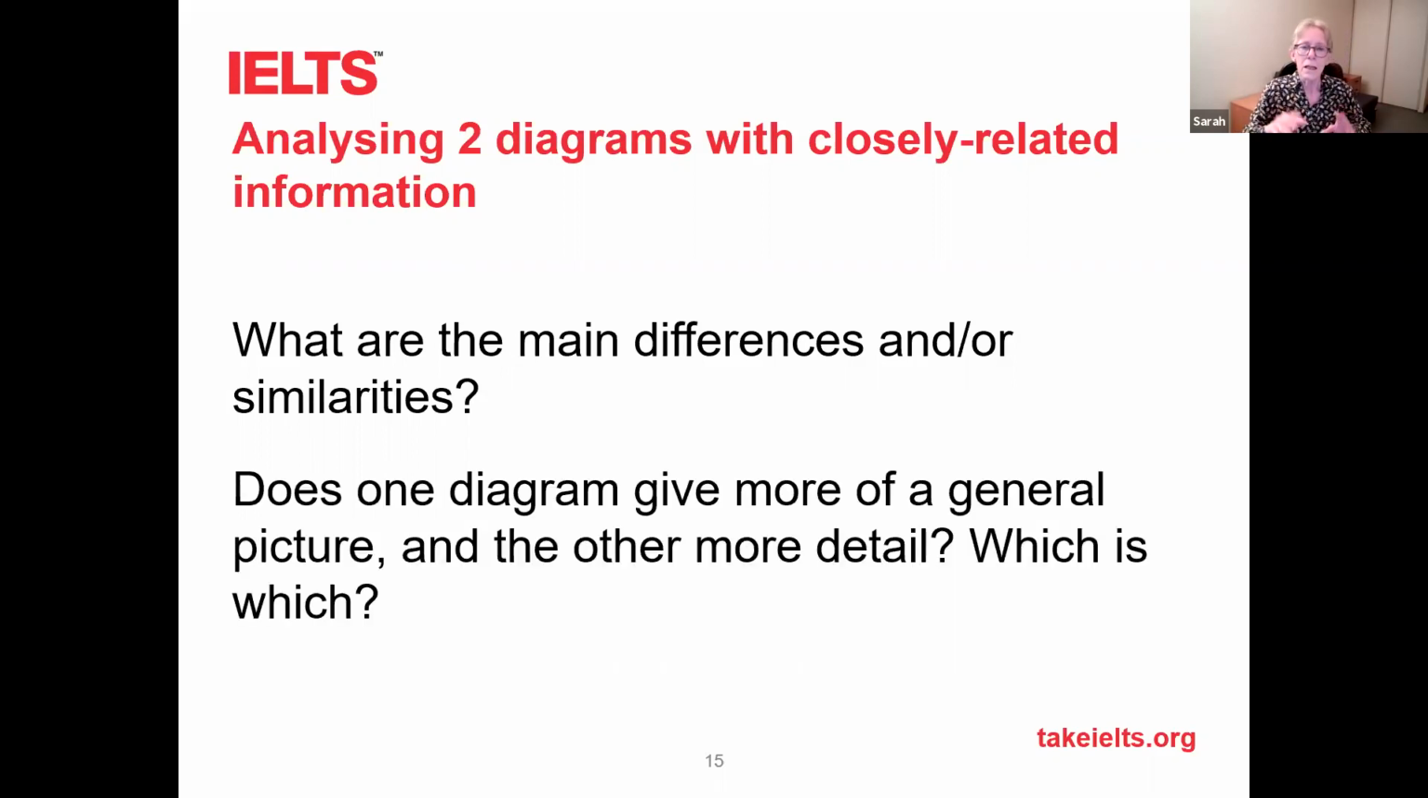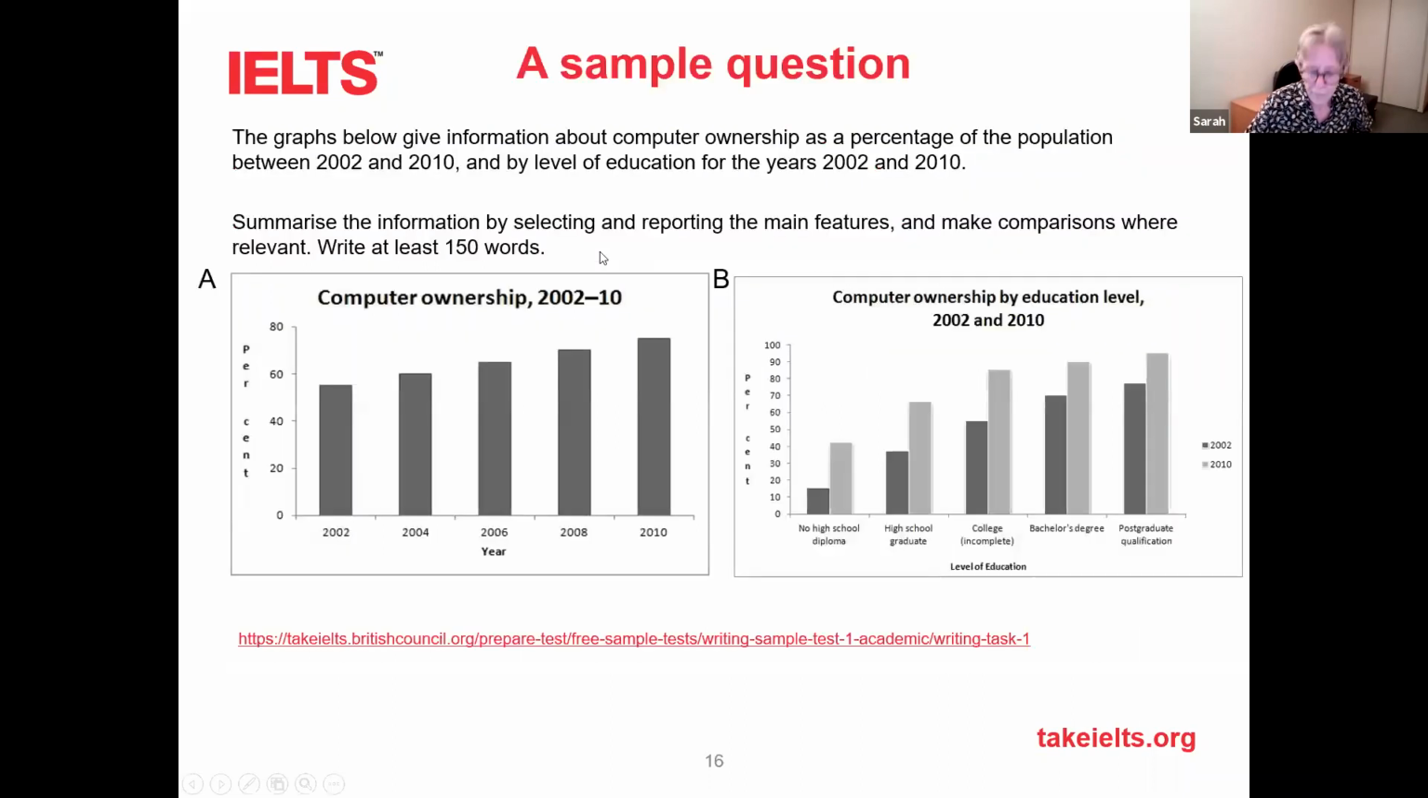And again, it seems that very often when you've got two diagrams that have closely related information, one tends to give more of a general or global picture and the other one more detailed. So it's worth, if you're practicing for the test or if you're teaching someone for the test, that you get into looking and thinking, is this more general information or more general picture? Is this one giving much more detail? That's something that you need to look out for when you're dealing with these two diagrams. So let's just have a look at those.